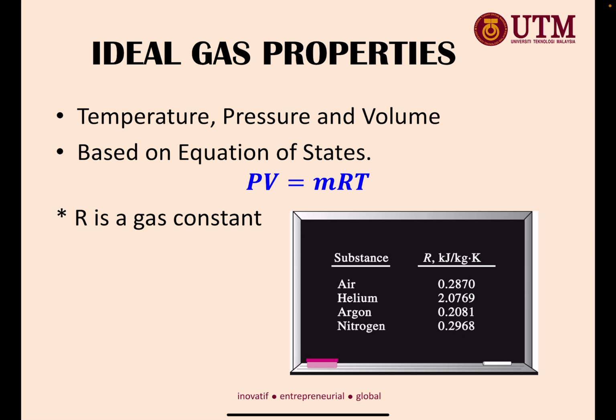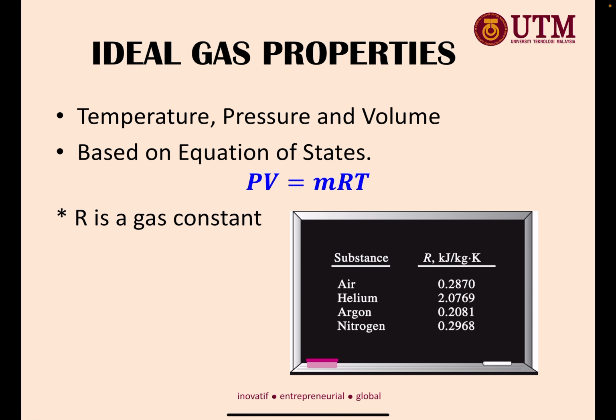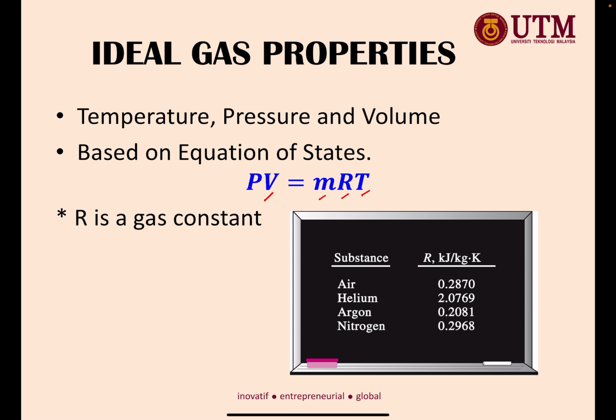So ideal gas properties, based on the equation of state, you have PV equal mRT, where P is the pressure, V is the volume, m is mass, R is the ideal gas constant, and T is temperature. P is usually in kilopascal, V in meter cube, m in kilogram, R in kilojoule per kilogram Kelvin, and T in Kelvin. Remember, T is in absolute temperature.